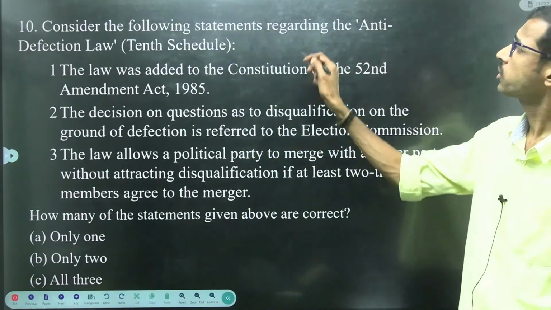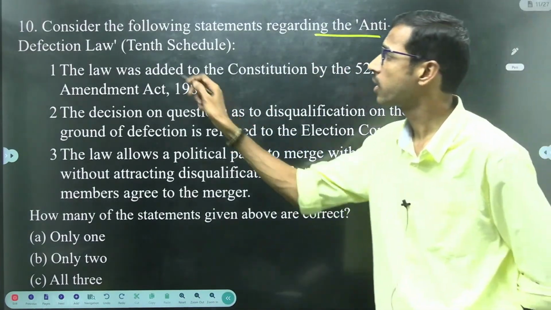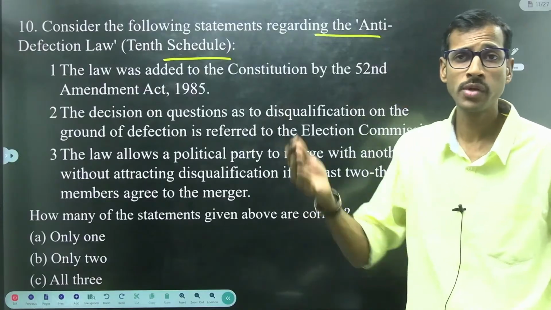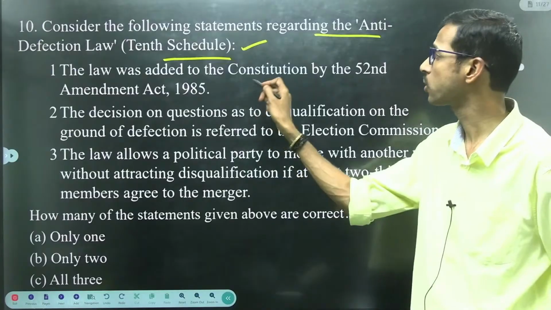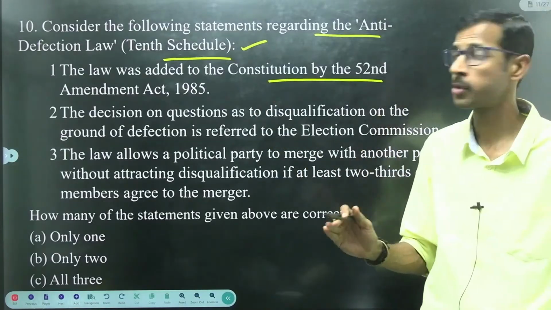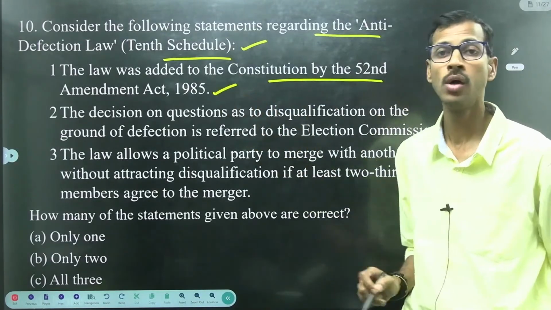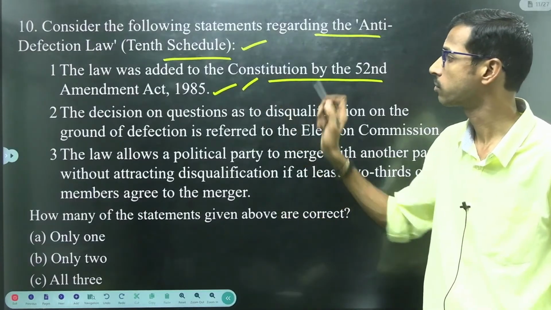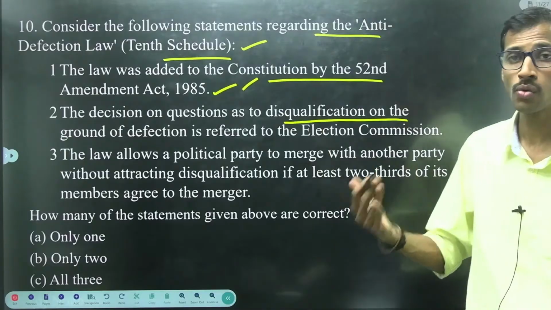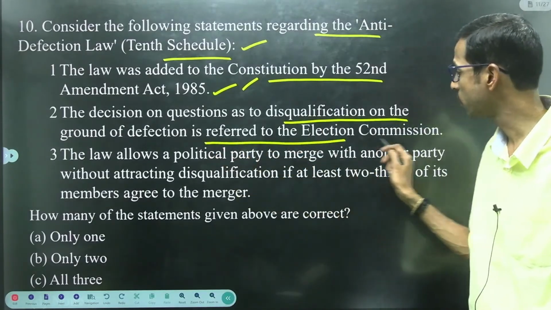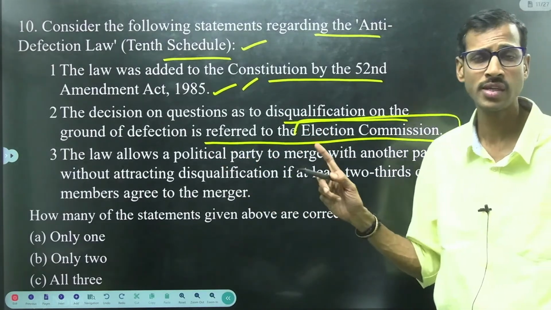Next, consider the following statements regarding the anti-defection law. The 10th Schedule is very important. Previously in 2025 it was asked, right? The law was added to the Constitution by the 52nd Amendment Act 1985. That is completely correct, right? The decision on questions as to disqualification on the ground of defection is referred to the Election Commission. Is it the Election Commission?